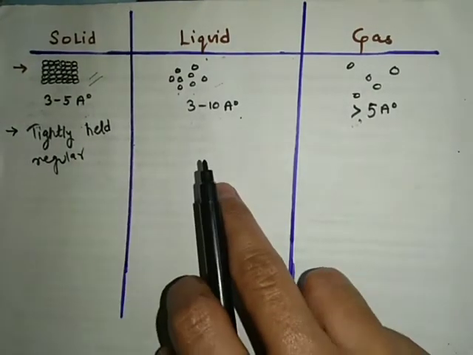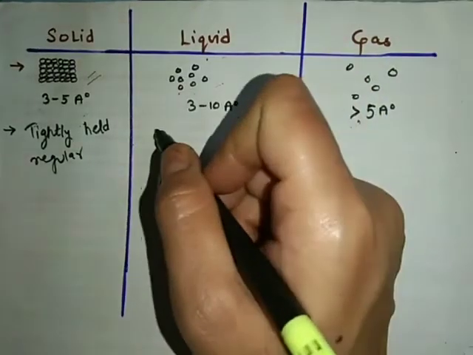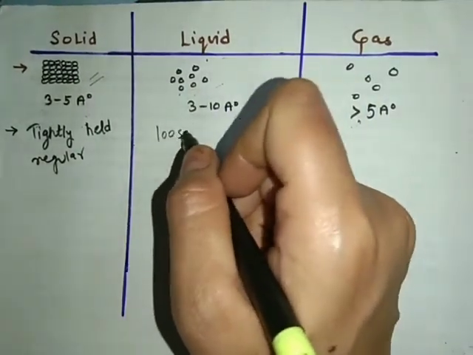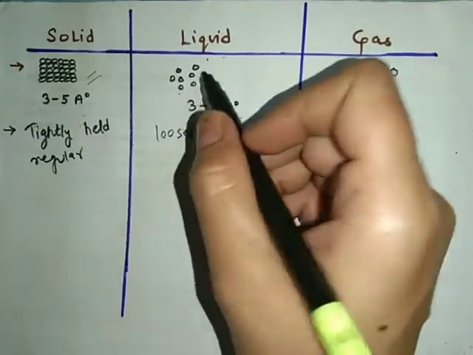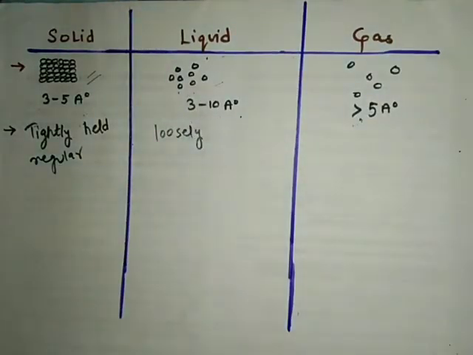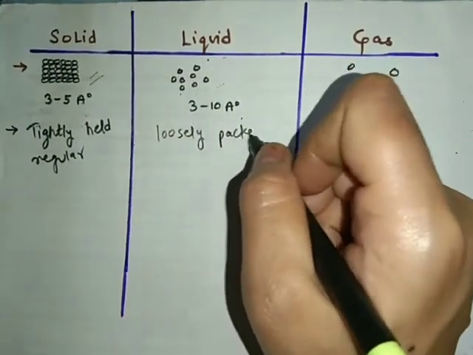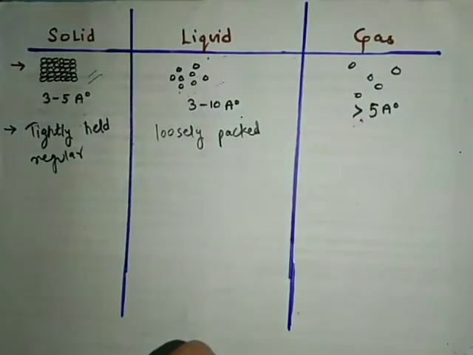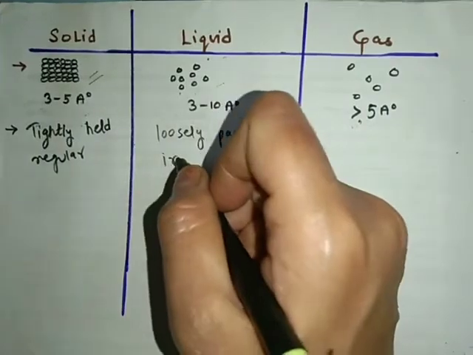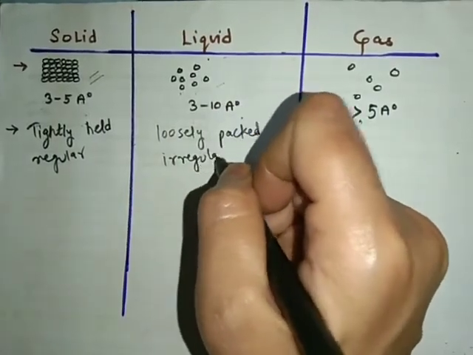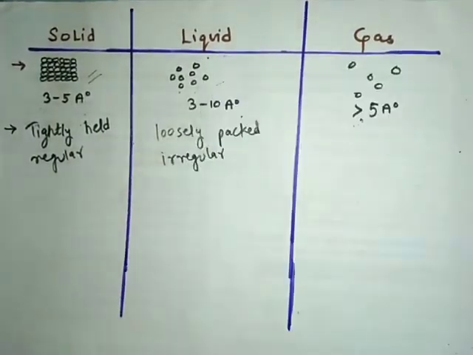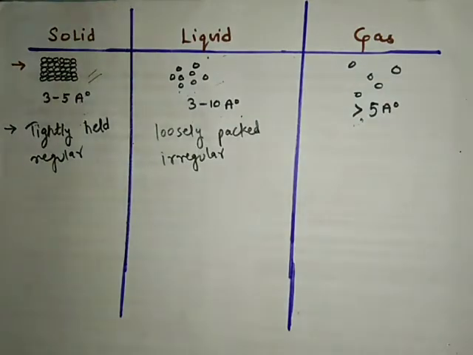When I come to liquid state, we will say the particles are loosely held. You can see the space between the atoms increases, so we will say the particles are loosely packed. And how about the arrangement? The arrangement is irregular. मतलब कोई प्रॉपर वर्टिकल या हॉरिजॉन्टल अरेंजमेंट नहीं है.